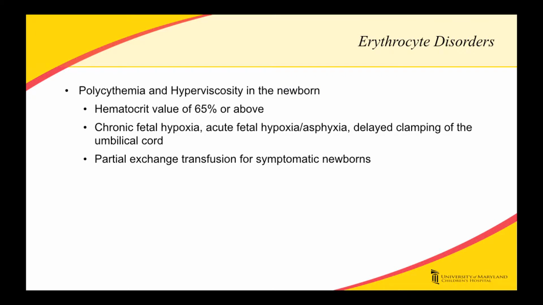Erythrocyte disorders, polycythemia and hyperviscosity sometimes come up with infants of diabetic mothers. We do see this, hematocrit values greater than 65. If they have chronic fetal hypoxia or acute fetal hypoxia, asphyxia, delayed clamping of the umbilical cord, and sometimes they need a partial exchange transfusion, which we typically do manually, and we do it very gingerly, but it also helps to get that hematocrit down.